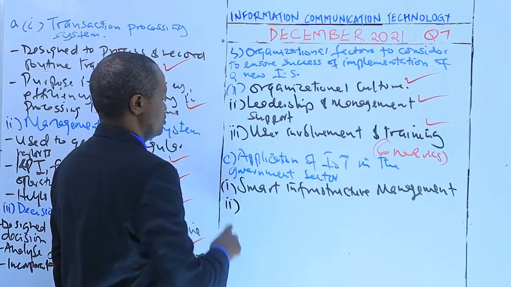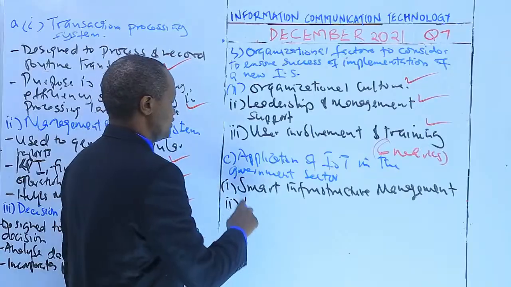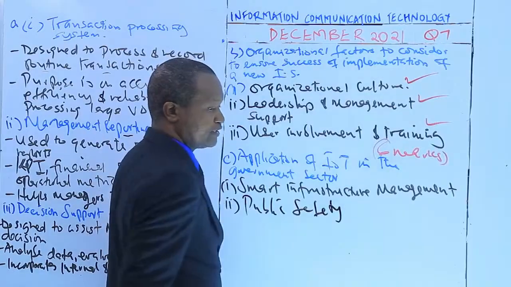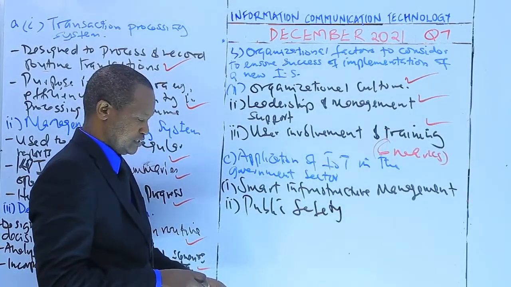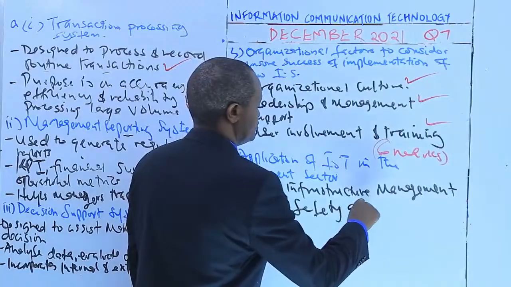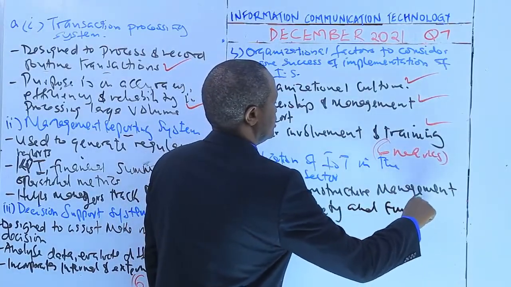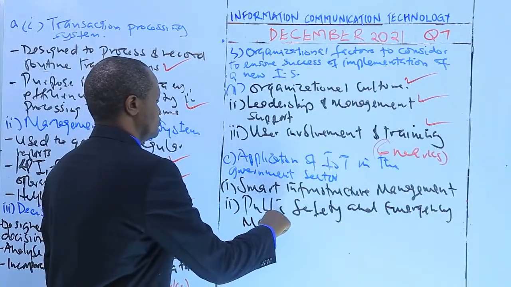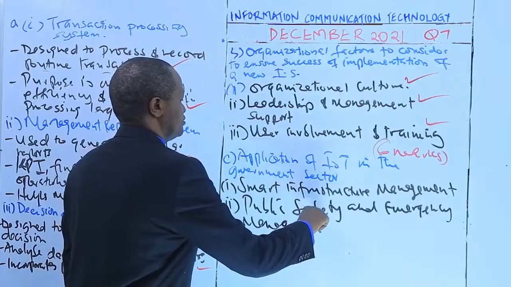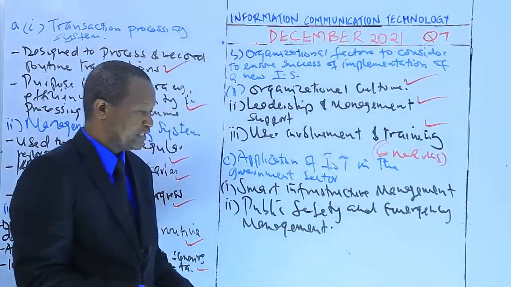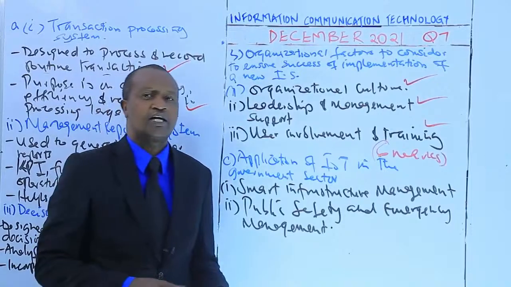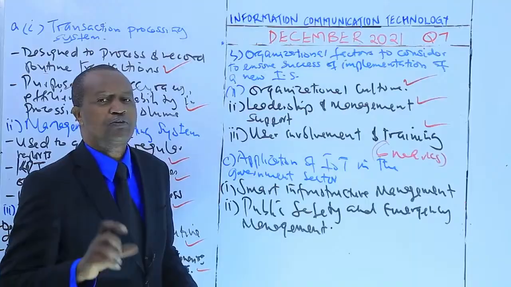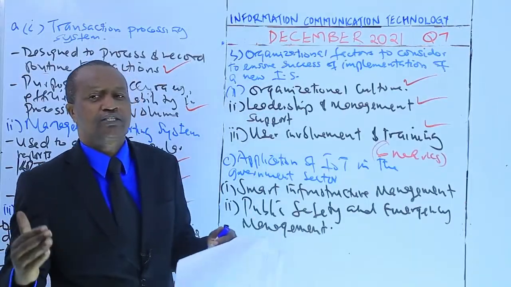2, public safety and emergency management. Now, Internet of Things can improve public safety and emergency response by providing real-time data and connectivity.